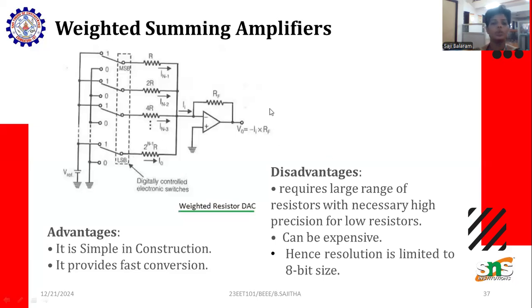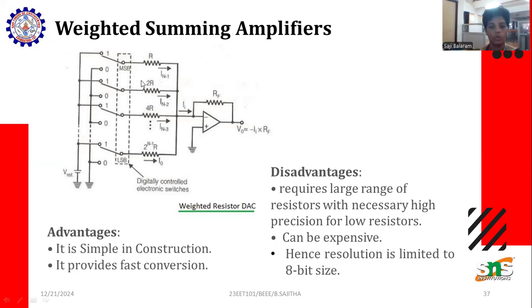So this is the circuit diagram of the summing amplifier, and this amplifier shows the conversion from digital to analog. So here all are digital inputs. As you can see, it is zeros and ones. Now one is connected to the most significant bit, that is to the resistor R, and the following resistors are given as R, 2R, 4R, etc. And the last resistor is of the value 2 power n minus 1 times R.